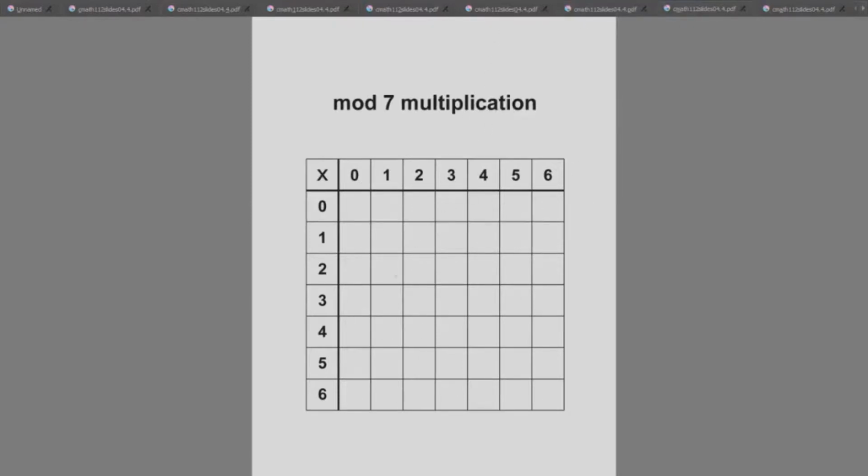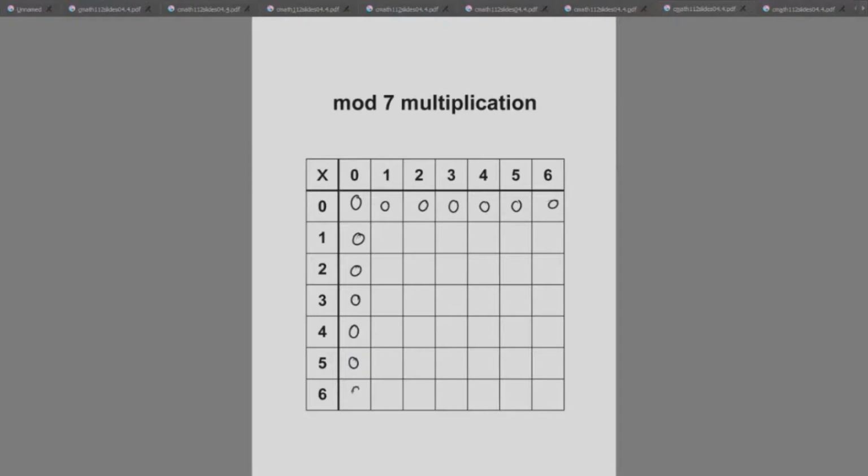But the multiplication table, I just want to do a few of these. I'm not going to do the whole thing, and then I'll show you the answer. So when I tell you, you can pause and fill in the whole thing if you want to. So, of course, these guys are going to be all zeros, right? 0 times anything is 0.